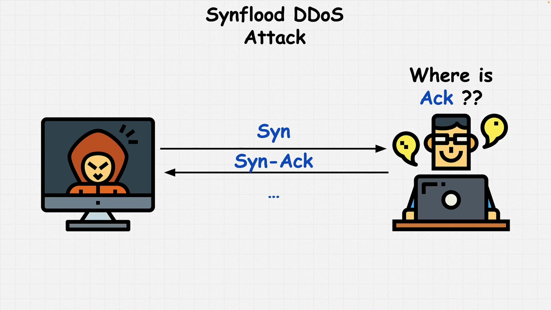In a SYN flood attack, the attacker sends a large number of SYN packets but never completes the handshake by sending the ACK packet. This causes the server to hold the half-open connections in memory, consuming resources and eventually preventing legitimate connections from being established.